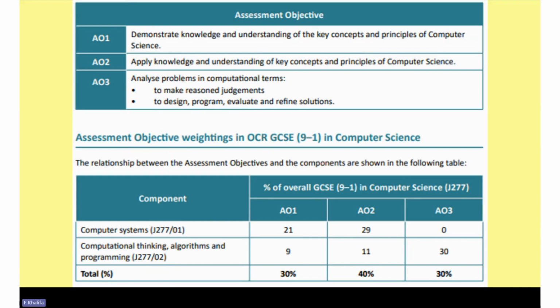So in paper 1, you can expect 21% of the paper being AO1, 29% being AO2, and 0% AO3. And then for paper 2, you can expect 9% AO1, 11% AO2, and 30% AO3. And then you can see the breakdown at the bottom. So AO1 is 30% of your questions, AO2 is 40%, and then AO3 is 30%.